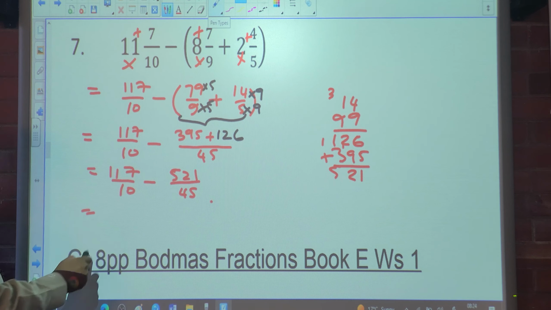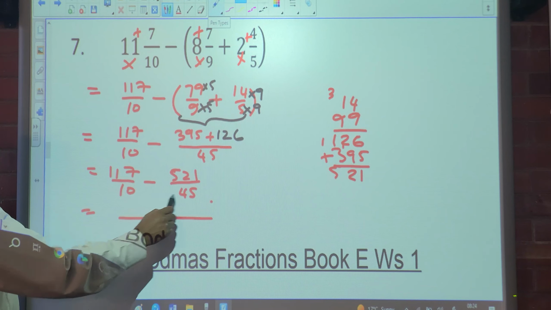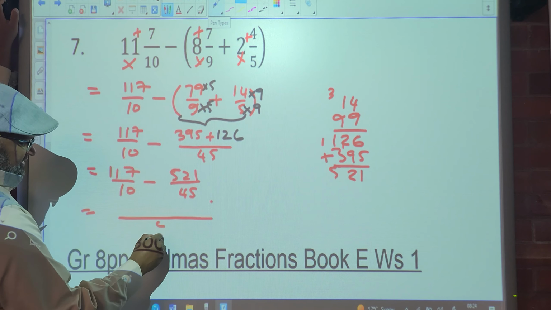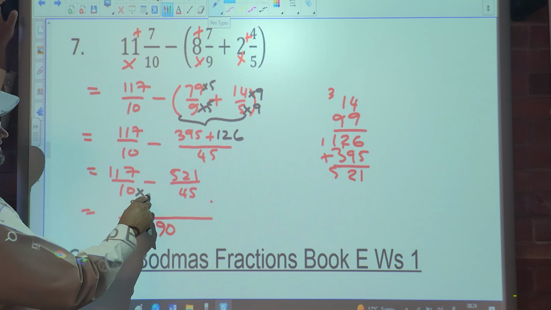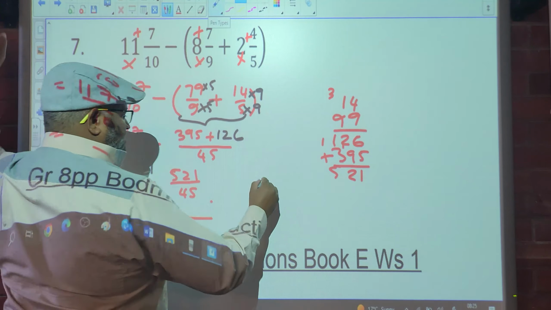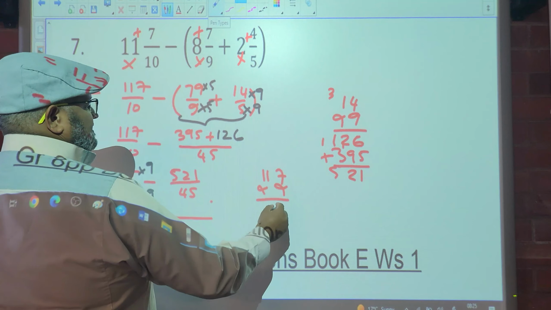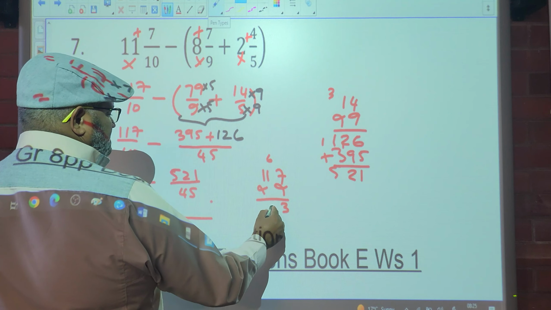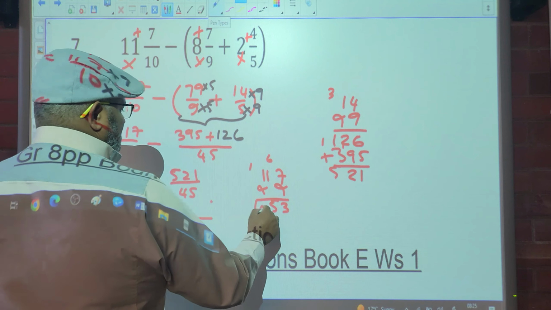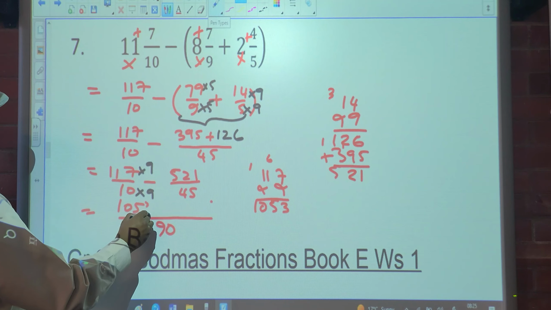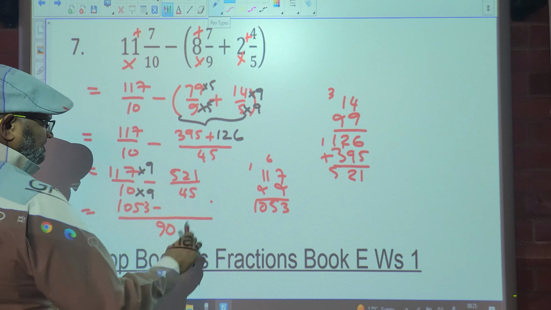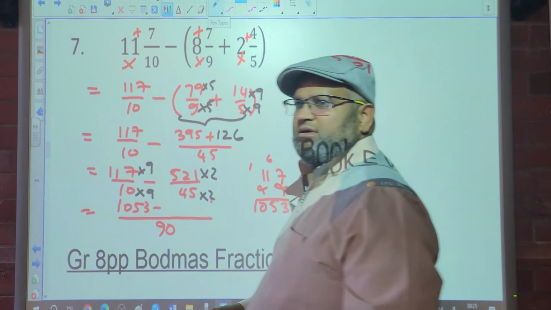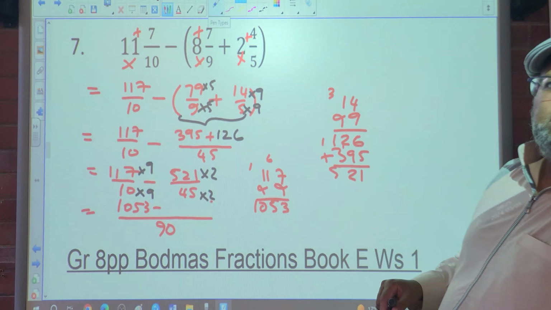LCM. What's your LCM? 90. It was 45, now we use multiples of 45, which is then 90. So I multiply this by 9. So 117 multiplied by 9: 9 times 7 is 63. It's 9 plus 6 is 15, 9, 10. 1053. Minus. The sum is multiplied by 2. Correct? Did I make another mistake? What is wrong?